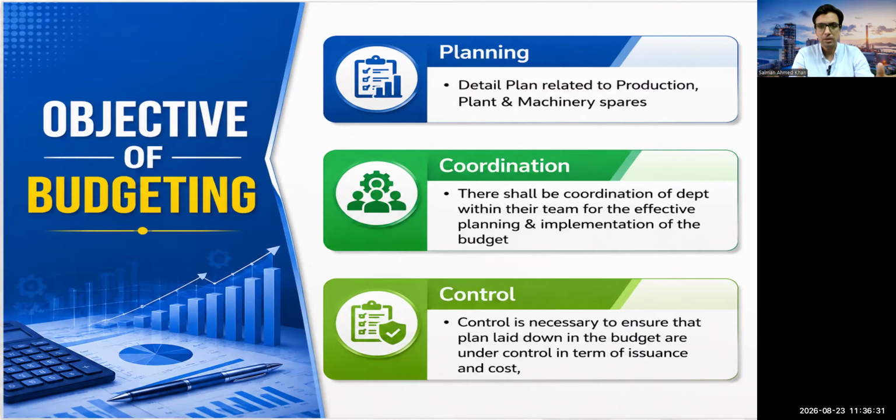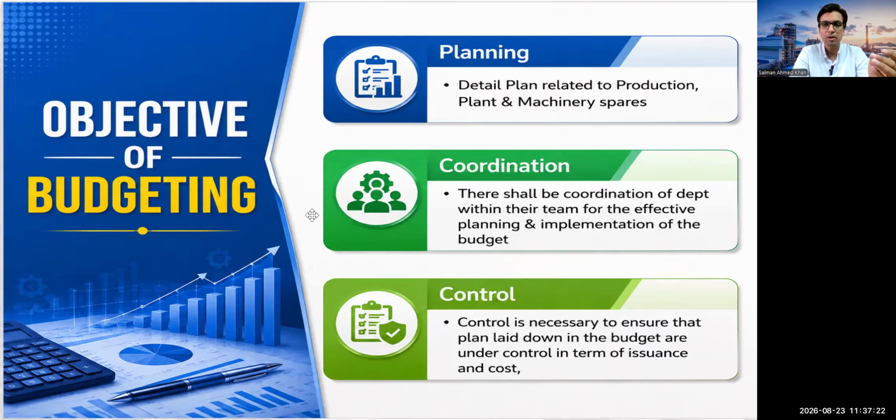And that planning is done through coordination. The coordination is done through the different department stakeholders within their teams in order to have effective planning and implementation of the budget. When you do the planning and the coordination, your third thing is to control. Control is necessary to ensure that the plans laid down in the budget are under control in terms of finance and cost. Once you have made the budget with proper coordination of all departments, the third thing is controlling. Controlling what? Controlling means you now have to control your budgets within the set parameters of every department's KPI, in terms of the issuance of consumables, raw materials, spares, and other operational expenses.